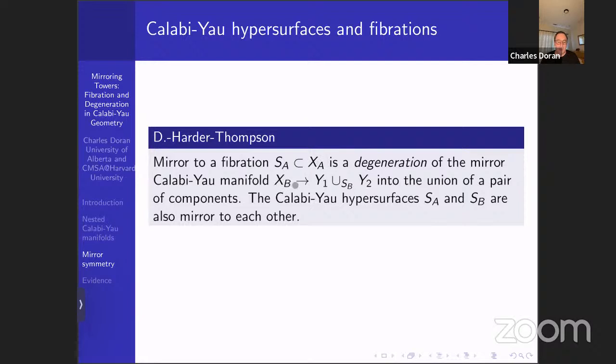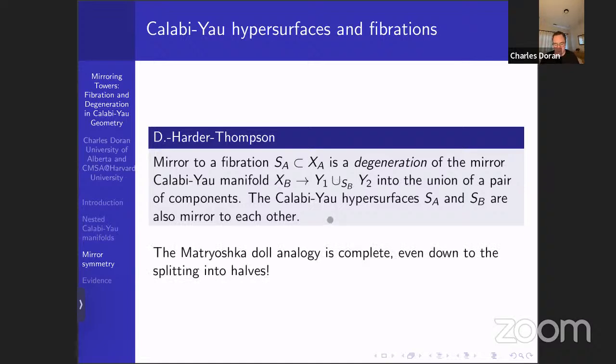I call this one XA, let's call this one XB, into a union of a pair of components. And each of these components has the property that they intersect each other in another Calabi-Yau of 1 dimension lower. And the assertion is that the Calabi-Yau hypersurface SA, which gives the fibration structure on XA, and this SB, which is the intersection of these 2 components, are also mirror to each other. That's the basic assertion there.